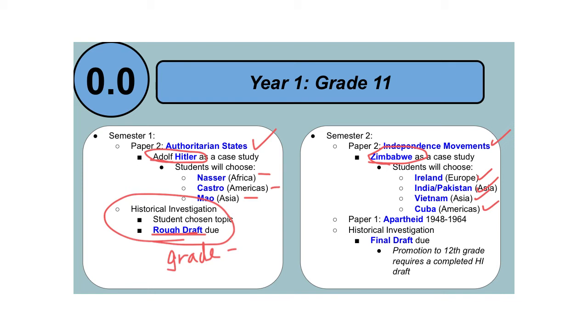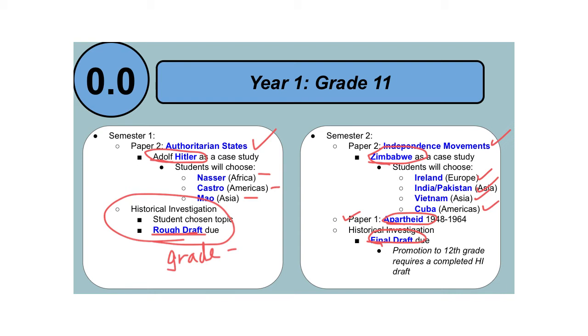And then you will also complete the 11th grade year by starting your first paper 1 concept, which concludes our school year by learning about apartheid from 1948 to 1964 in South Africa. And while we're doing that, you will be given time in class on certain days, we promise that to you. Your final draft of your historical investigation is due at the end of the semester, and it is actually graded for the second semester.